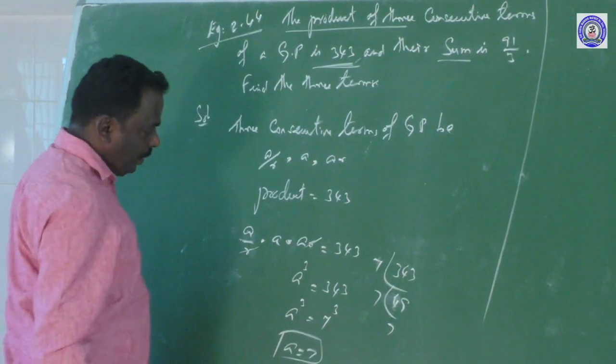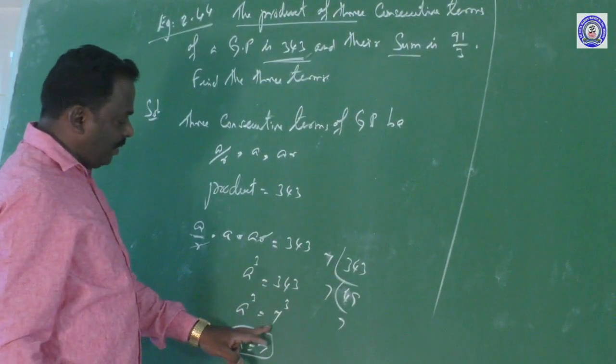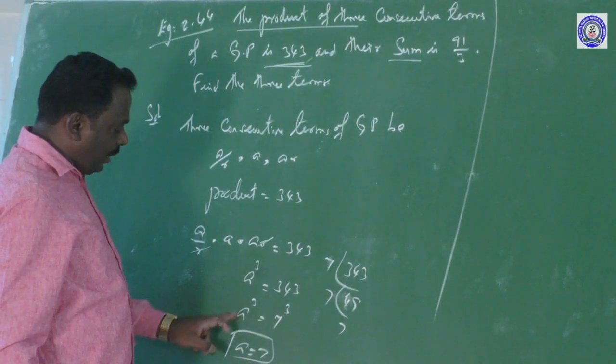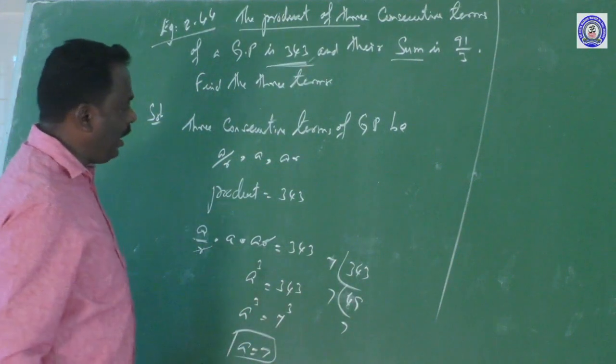A equal to 7. So if you factorize 343, it becomes 7 into 7 into 7, that is 7 power 3 and A power 3. So both indices are the same, then the bases are equal. A equal to 7.